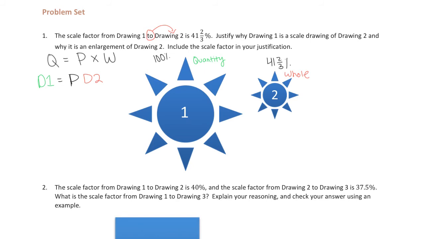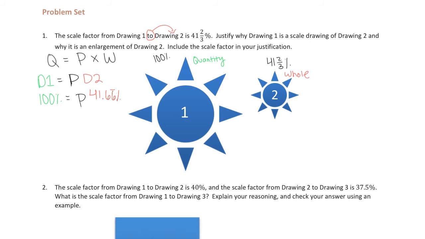We know that for drawing 1, we have 100%, and for drawing 2, we have 41 2/3%. Now another way to get our fraction maybe into decimal form is to divide it on our calculator. So go ahead and put 2 divided by 3. Okay. And the answer you should have got was 0.666 repeating, and that's fine. We can do 0.6 repeating percent.